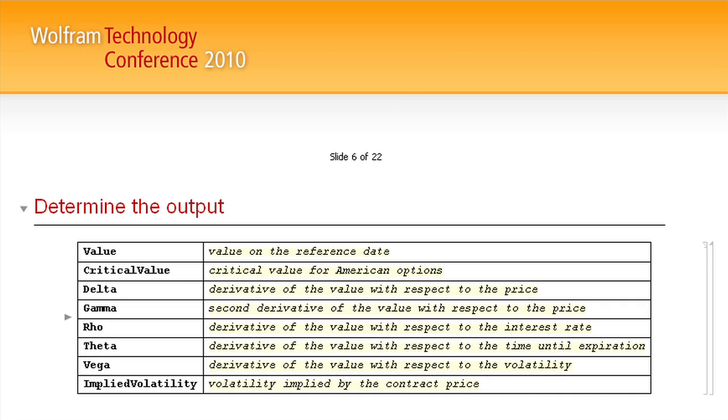So value and critical value we've already discussed, and the next 5 are the customary Greeks that you can also compute just by specifying them in that list of return parameters. And implied volatility is sort of the flip side of that. If you have the value of a contract and you know the values of all of the parameters that went into valuing that contract, except for volatility, you can calculate the volatility that would have gotten you to that value.